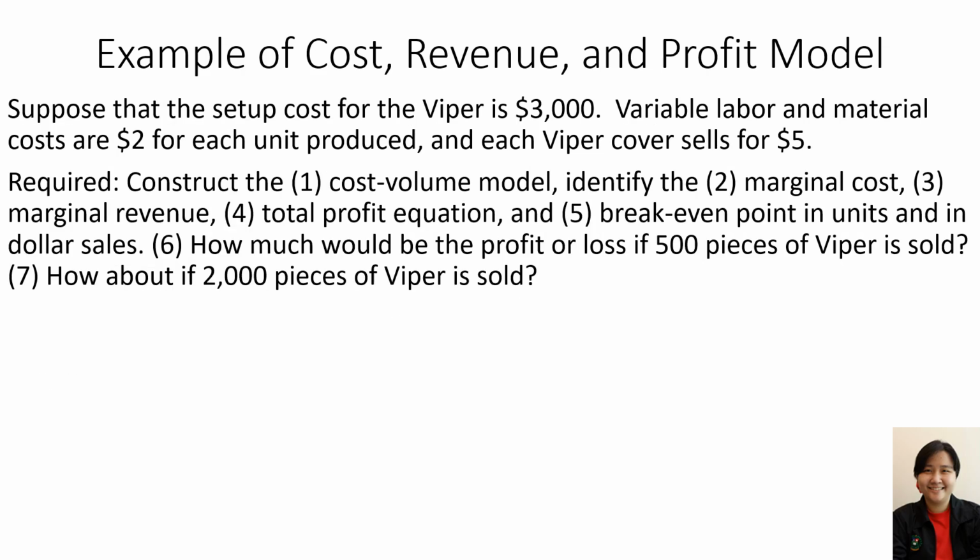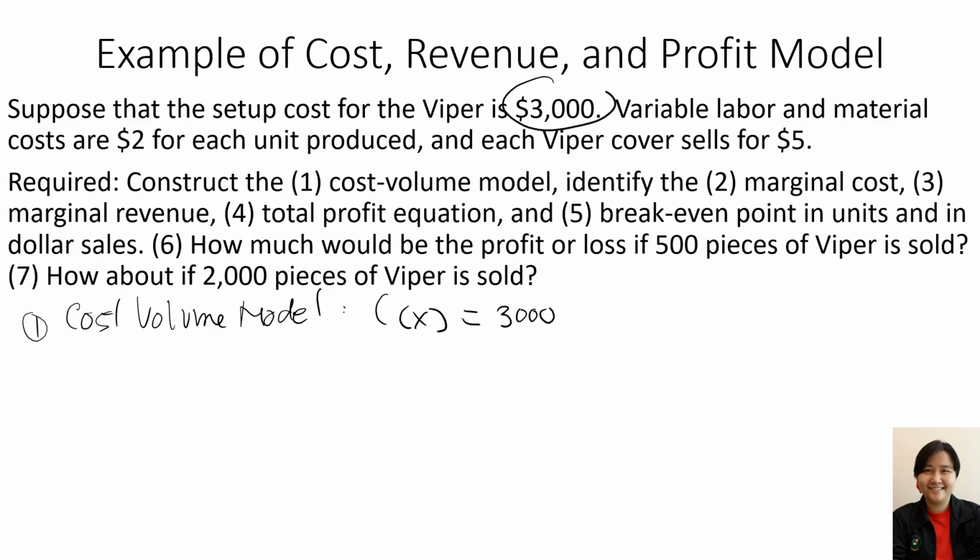Let us now answer the 7 requirements. First, we need to construct the cost volume model. Or in other words, we want to construct the equation that would help us find the total cost. We know that total cost is the sum of fixed cost and variable cost. So let CX equal the fixed cost of $3,000 plus the variable labor and material cost, which is $2. And then we multiply that by X because it is $2 for each unit produced.